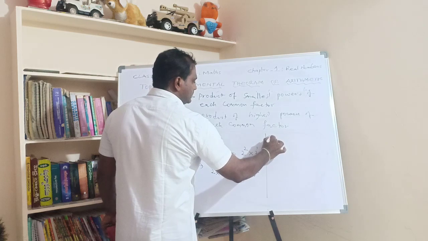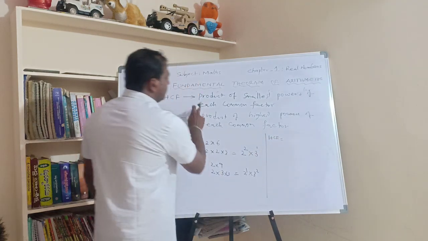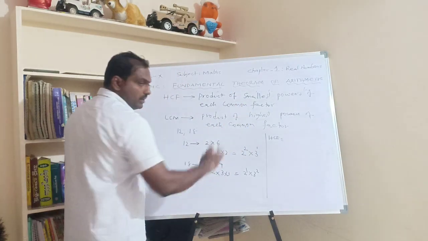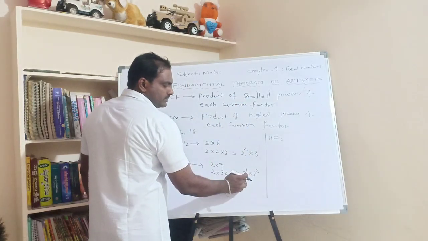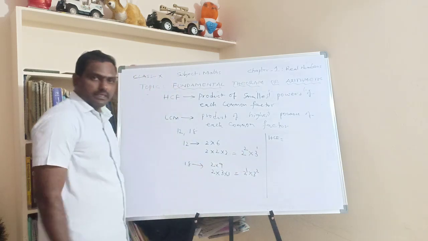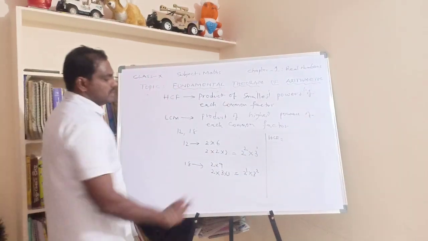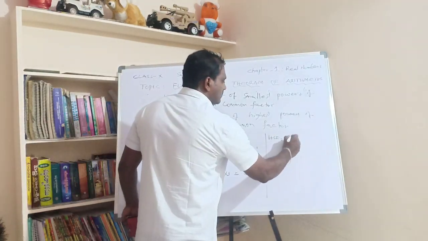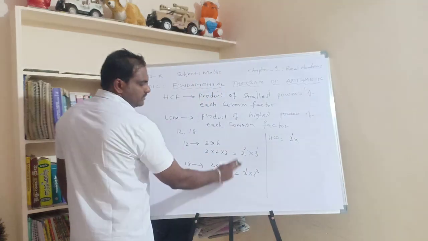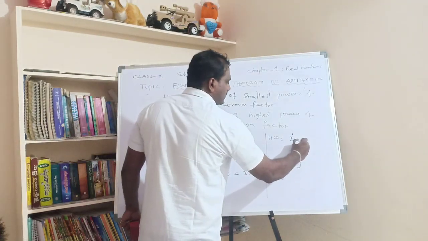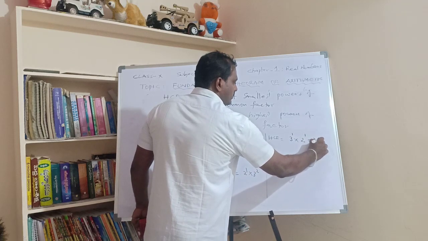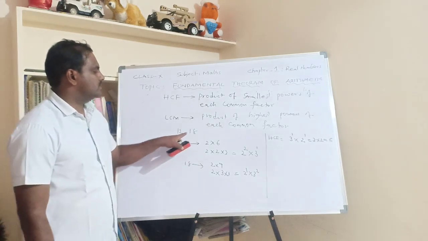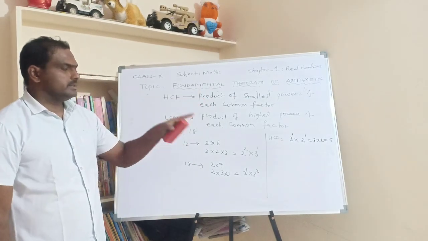Now we will find HCF. What is the HCF? Product of smallest powers of each common factor. So what are the common factors? Here we have 2, here we have 2. Here we have 3, here we have 3. But smallest: here we have 3 power 1, here we have 3 power 2. So which is the smallest? 3 power 1. Into, here we have 2 power 2, 2 power 1. Which is the smallest? 2 power 1. So 3 power 1 is 3, 2 power 1 is 2. So answer is 6. Therefore HCF of 12 and 18 by using product of primes is 6.